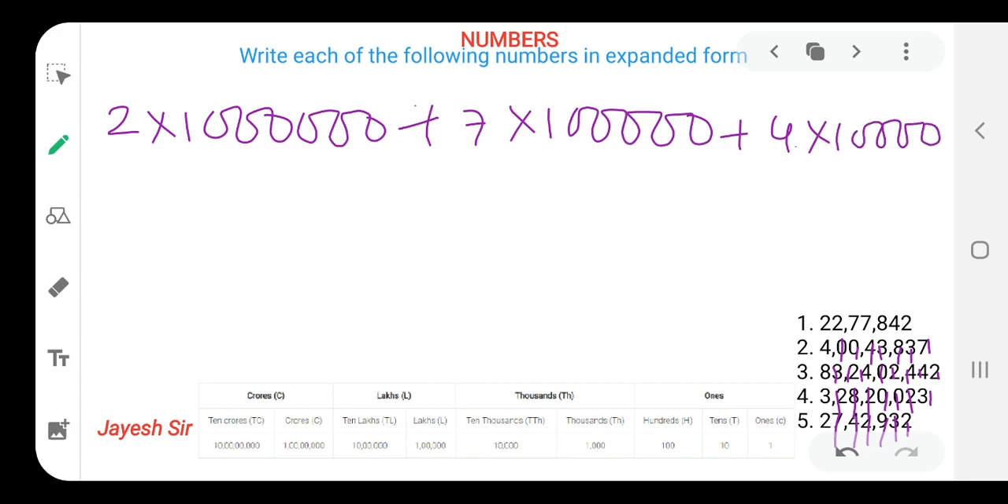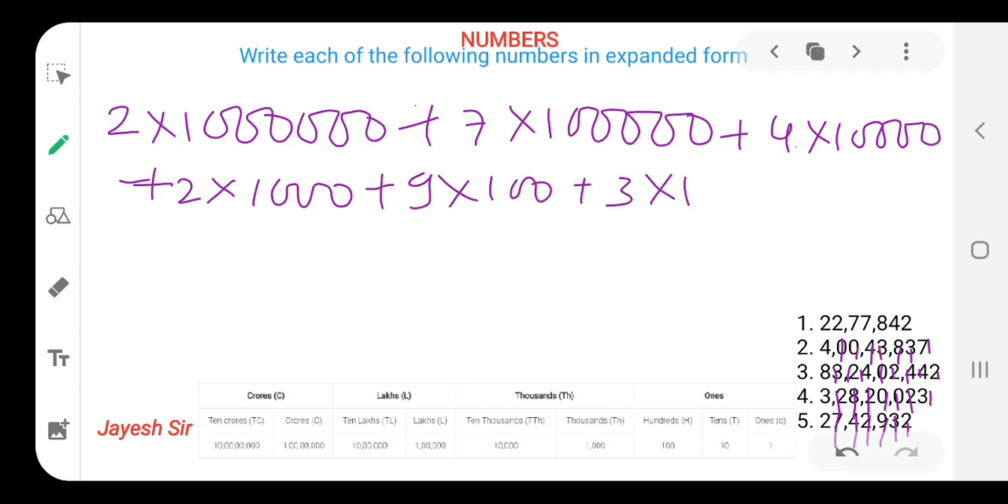Now what can I do? Plus 2 should be multiplied with 3 zeros, plus 9 should be multiplied with 2 zeros, plus 3 should be multiplied with 1 zero, and 2 should be multiplied with 1. I hope you all might be getting it, and that's very easy, friends.